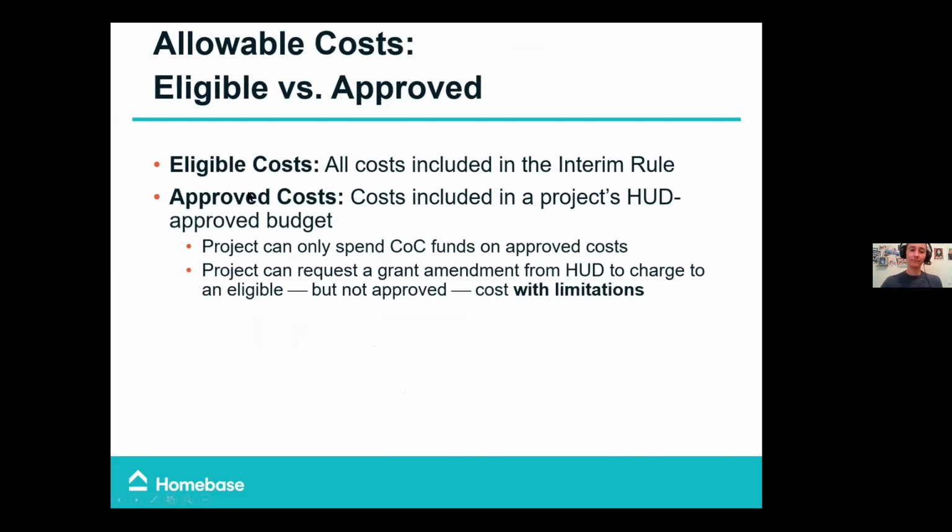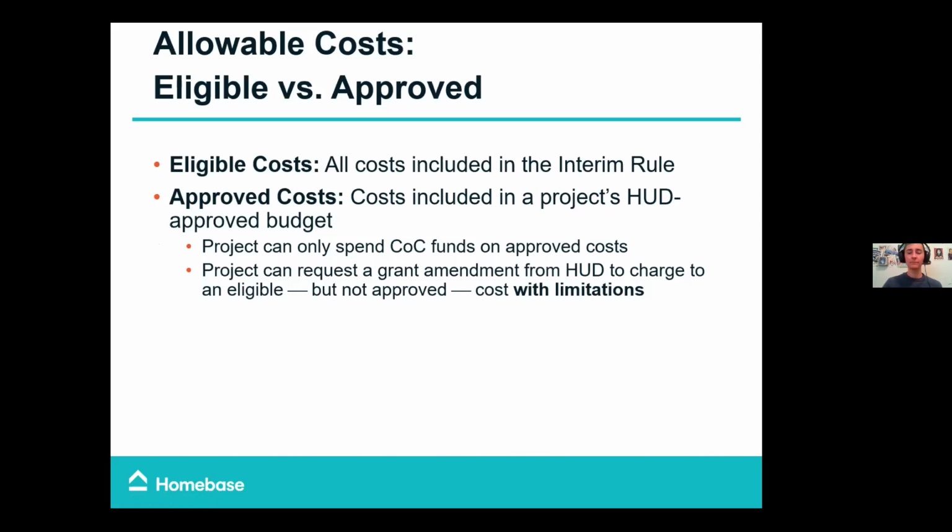Approved costs are the budget line items specifically approved by HUD in a project's grant agreement. As part of the annual CoC program competition, each applicant submits an application to HUD with a project budget. The budget requests CoC program funds to pay for specific costs, such as things like leasing or HMIS. HUD reviews the project application and budget, and if approved as submitted, incorporates it into the project's grant agreement with HUD. To amend a project budget, you have to request and receive prior HUD approval.